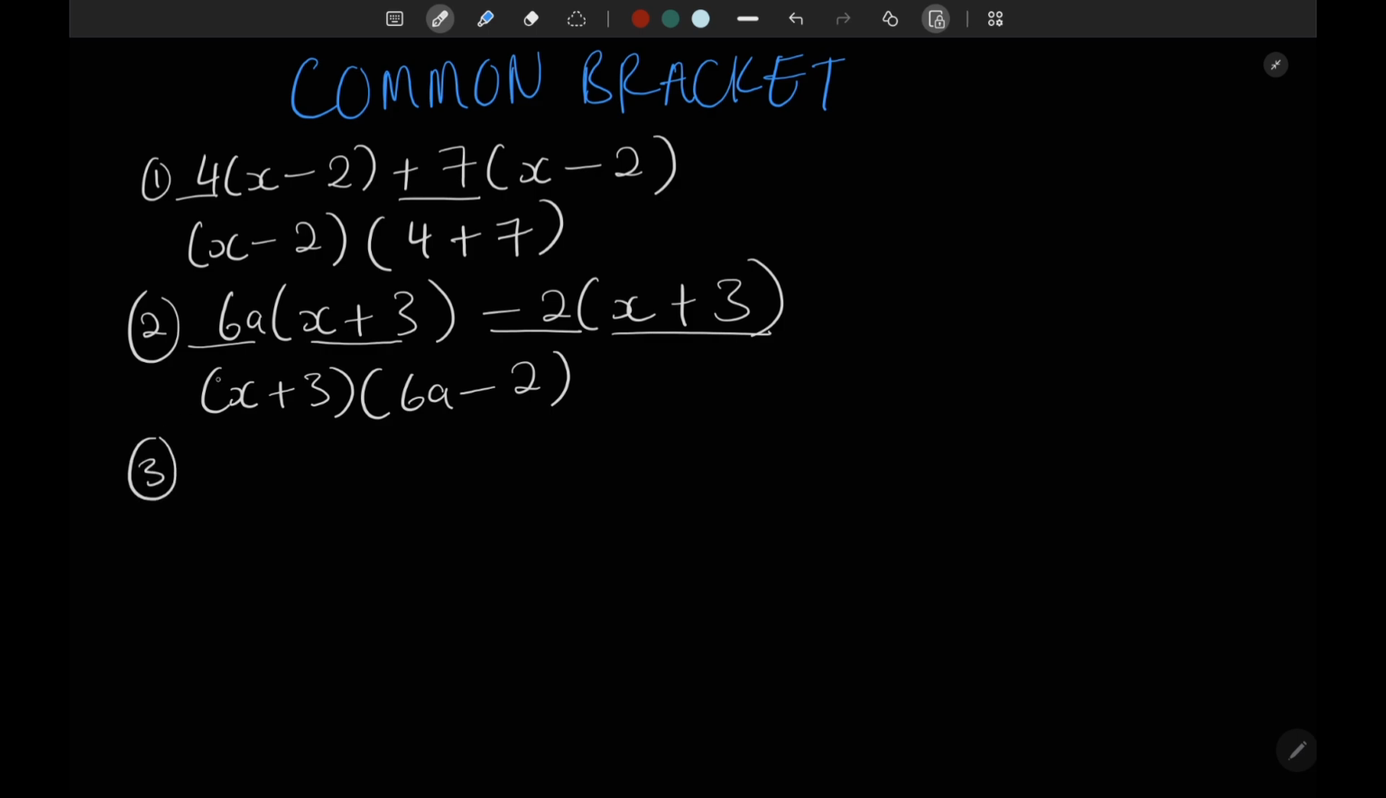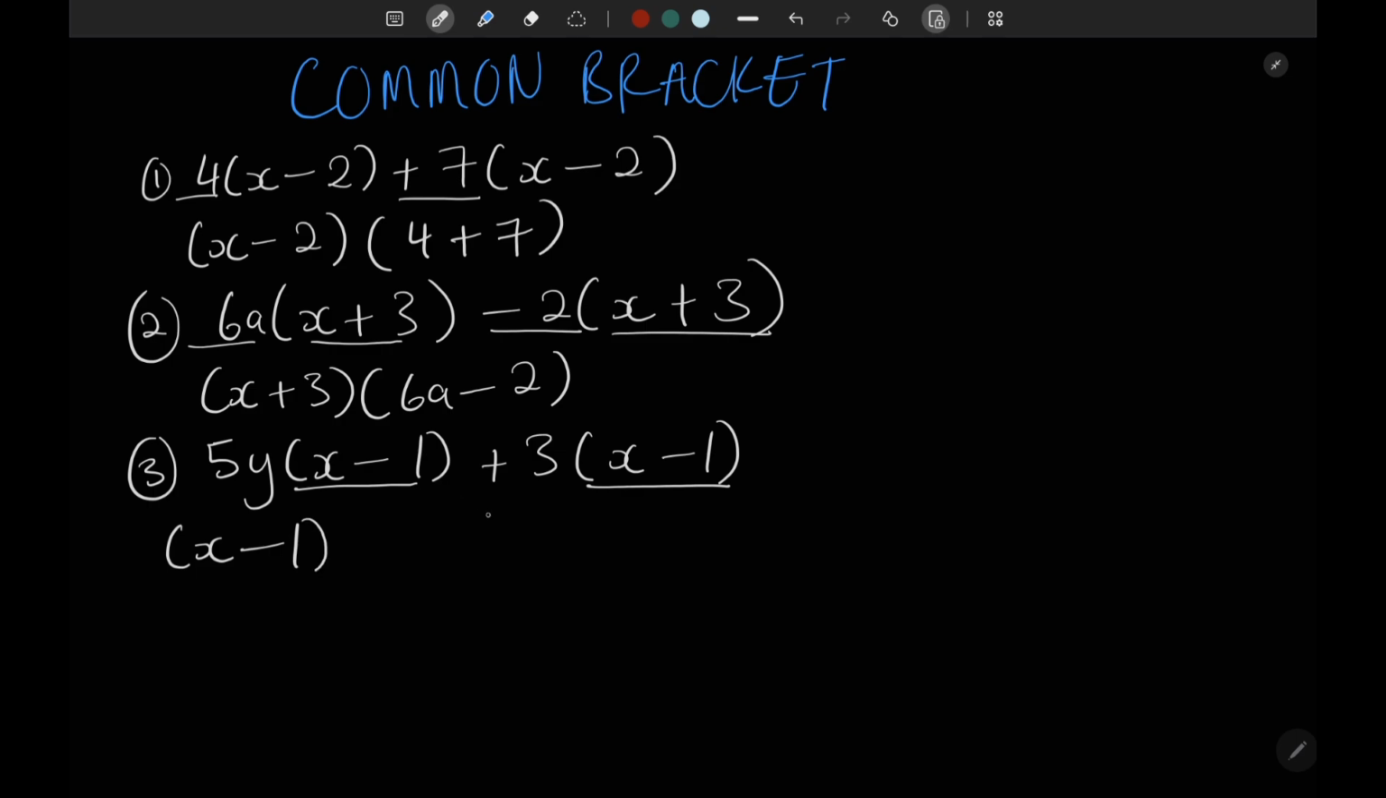Now let's do number 3. 5y(x - 1) + 3(x - 1). Now let's solve this. What do you do? You determine the common bracket. You have x - 1 here and x - 1 there. So in the first bracket, you have x - 1. And in the second one, you have 5y + 3.